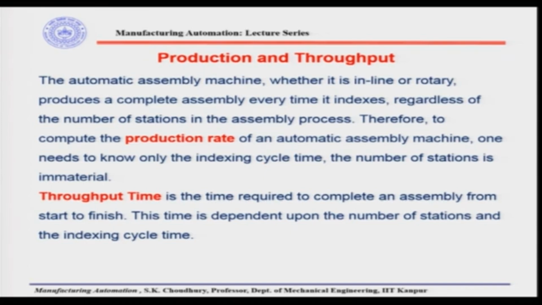All right. Now, throughput time is the time required to complete an assembly from start to finish. Therefore, the throughput time will always be more than the production time. How much more, we will see in the next class.